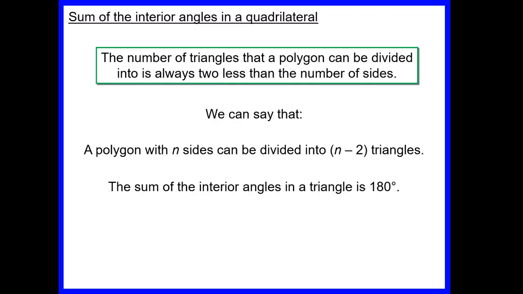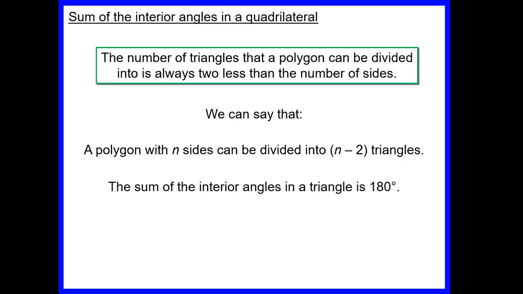So if we had a polygon with n sides, n being any number of sides that we liked, we could divide it into n minus 2 triangles. So if I had a 100-sided shape, that would be 100 minus 2. I could make 98 triangles. A 50-sided shape, 50 minus 2, I could make 48 triangles. So we can easily work out how many triangles we can make.